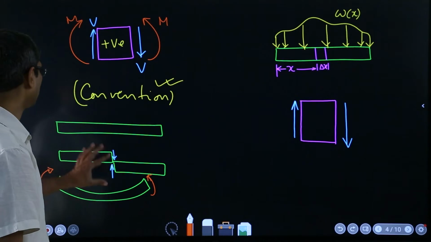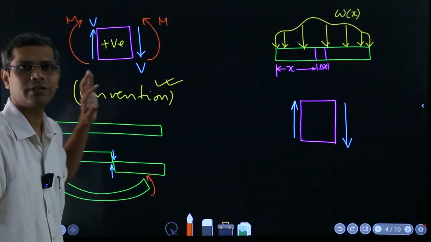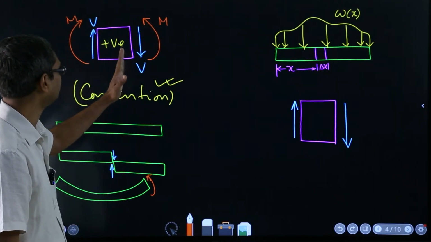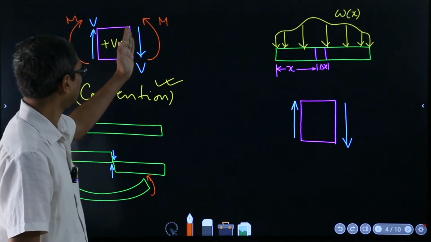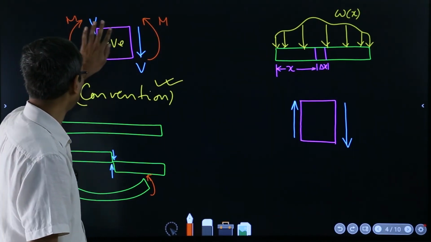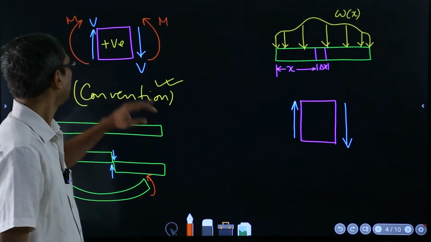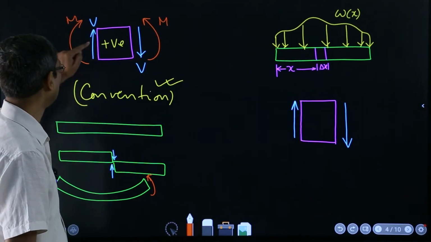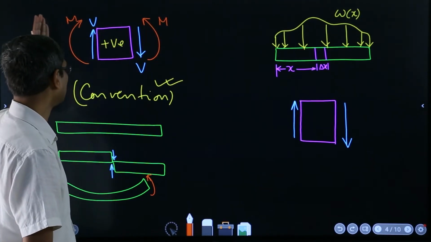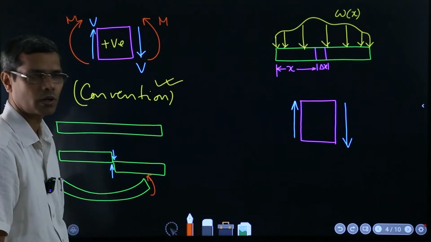So these are the positive senses, and this picture you should always keep in mind. This square tells you that this is a segment, and this side conveys that if you keep the left side portion, these are the positive senses of V and M, and this side tells you that if you keep the right side portion in the FBD, these are the positive senses of V and M. That's the whole convention.